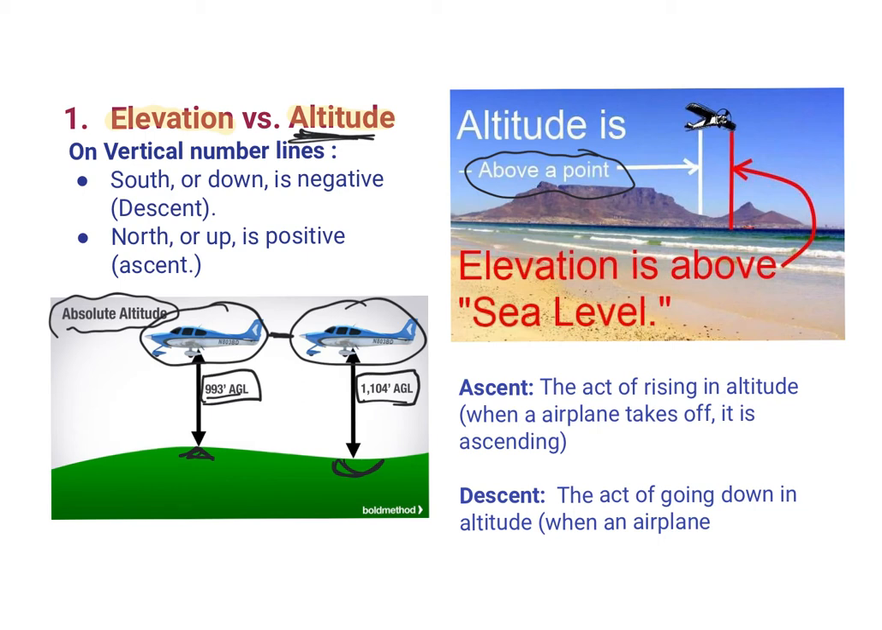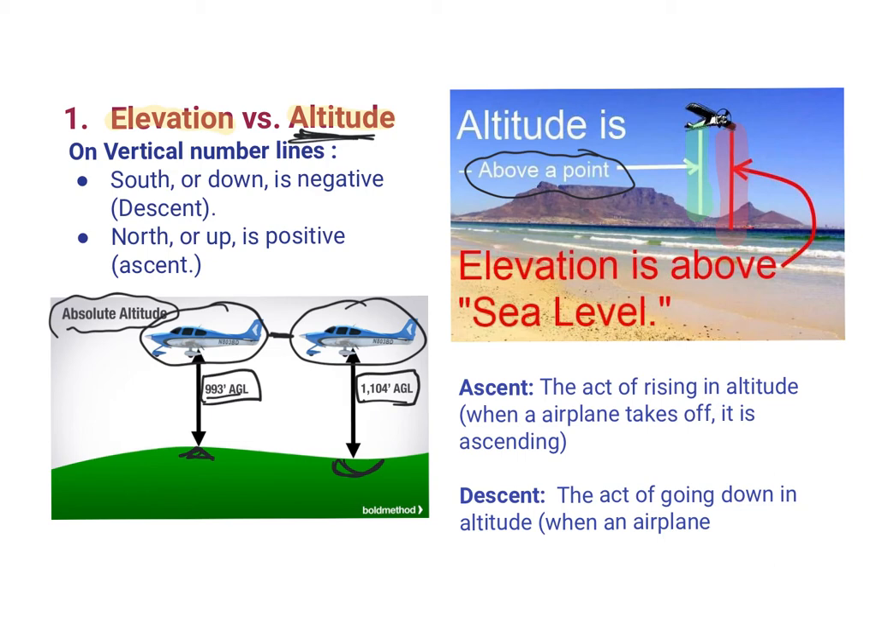And I really like this image over here as well. Let me bust out my nifty highlighting tool, where you can see elevation starts at the sea and then moves up. So the elevation of that airplane right there is above the sea level, but the altitude is above a given point. So again, those would be different numbers.